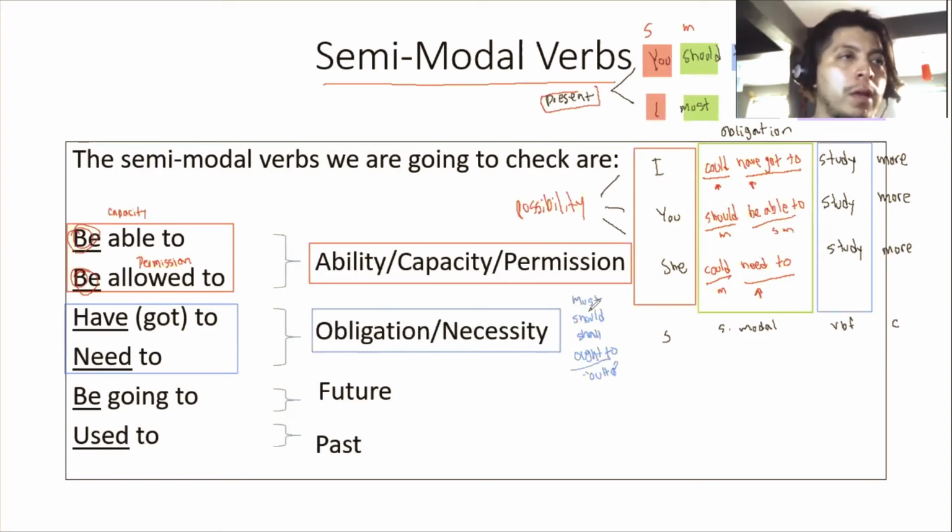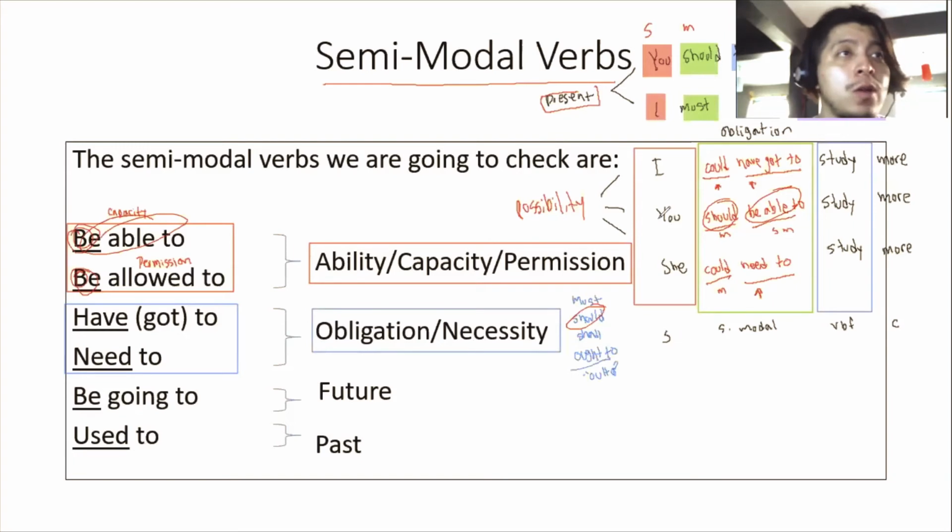This is the very good thing about semi-modal verbs, okay? Remember, obligation or necessity, you can use should. And for ability or capacity, you can use be able to. So this sentence has both possibility and obligation. You should be able to study more. You have the obligation of being capable of studying more. This is the way everything works.